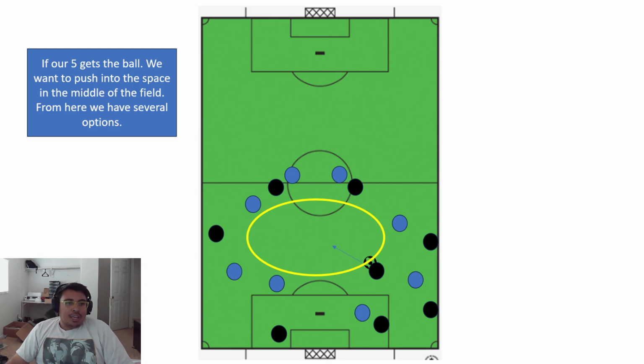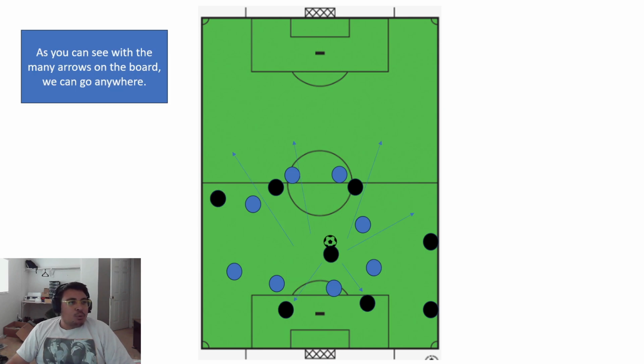So this giant gap is going to be our bread and butter in terms of creating passing opportunities, because there's going to be a lot of passing lanes if we are utilizing our splits in between their defenders. As you can see with the many arrows on the board, we can go anywhere. We can go long ball to our striker, long ball or short to our center mid, or of course through passes to our left mid running down the opposite lane.